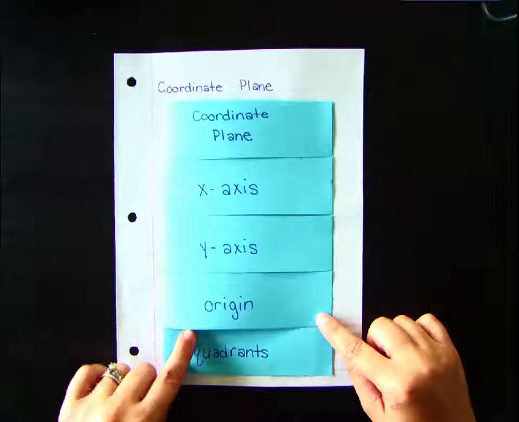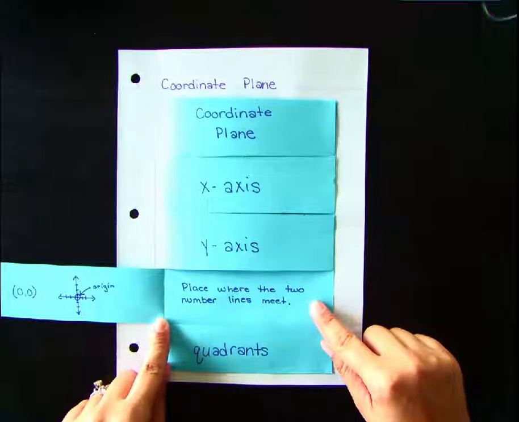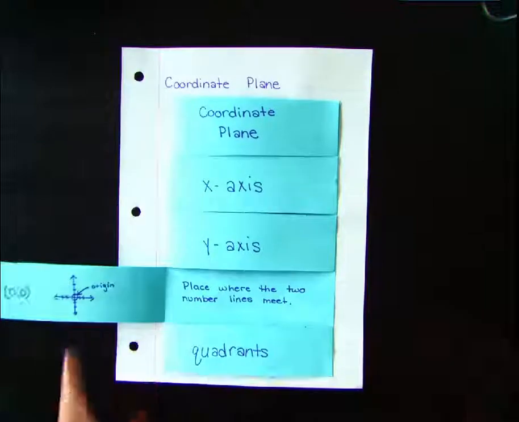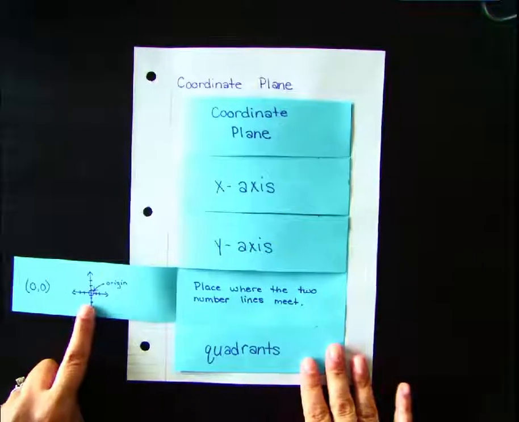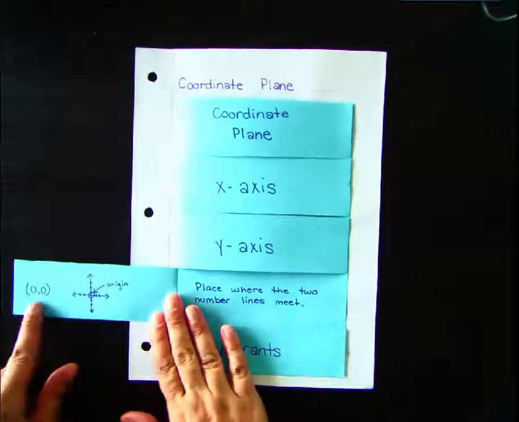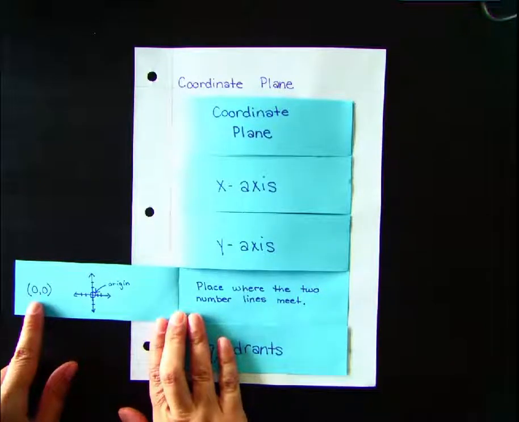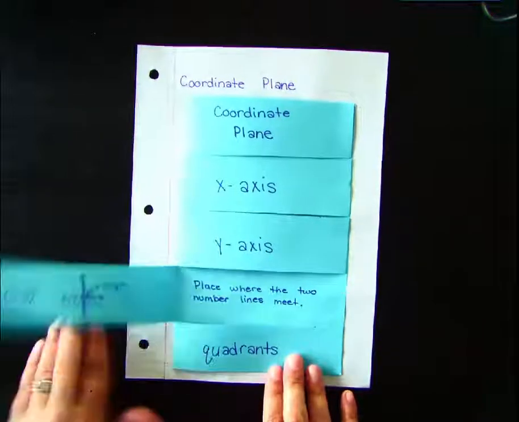They talked about the origin. The origin is where these two number lines meet or intersect. Okay, and it happens to be right here in the middle. They did mention the ordered pair, which we'll get into more detail again today, for the origin is 0, 0. So I wanted to put that over there so that I remembered that.